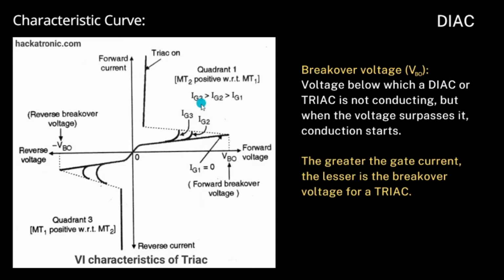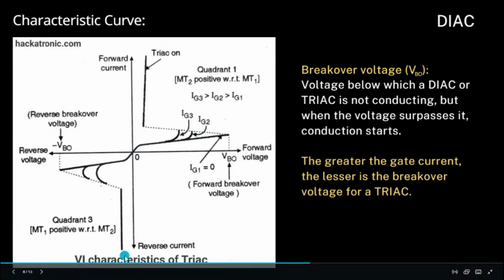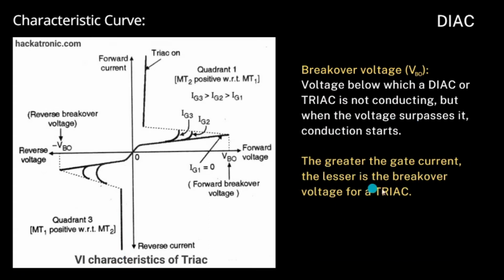Meaning as the gate current becomes larger, the breakover voltage becomes smaller. So mas bumababa yung breakover voltage, so mas mabilis na magiging switch yung ating TRIAC, and there will be a rise in current. Mas mabilis siyang magiging switch since mas malaki yung gate current na introduce. And since this is bidirectional, kung ano yung forma dito, ganun din yung forma ng characteristic curve sa kabila. So the greater the gate current, the lesser is the breakover voltage for a TRIAC.